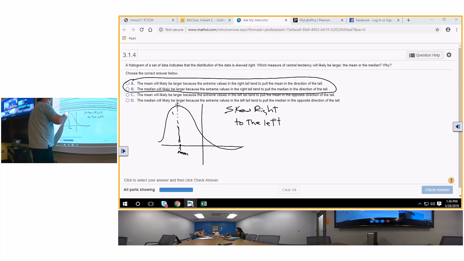Because here's the mean. The mean is going to go where the tail is, right? So here's the tail right here. Here's the mean. If I'm looking at this question right, which these questions are yucky, the mean is going to follow the hump. The mean's not going to be over here where the skew is. The mean's going to be where the hump is. So I guess that's what they're talking about, but they're calling it the tail.